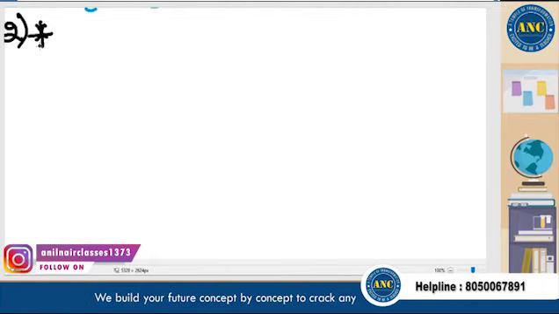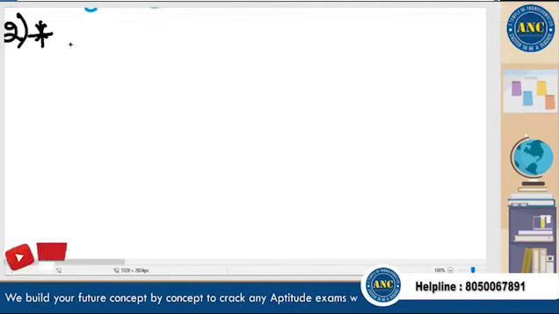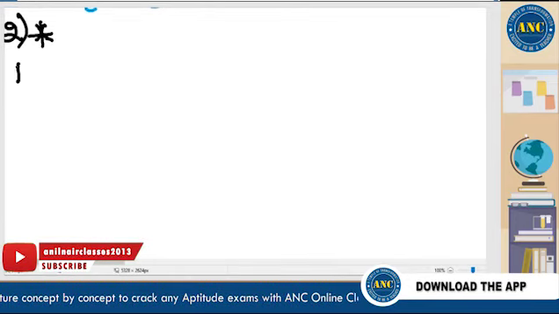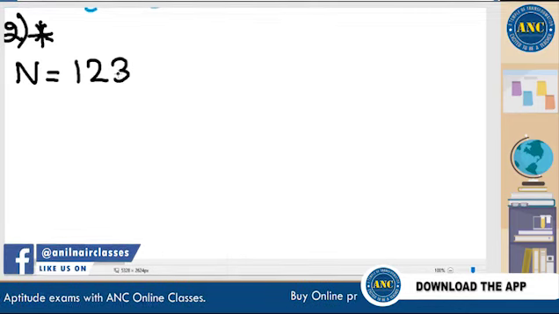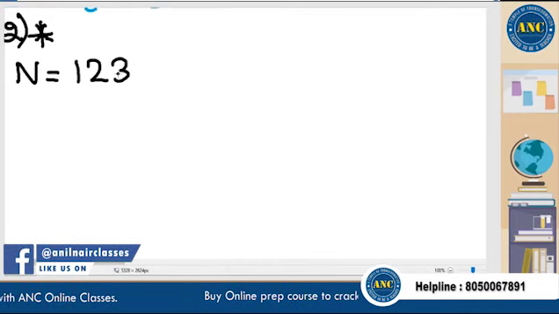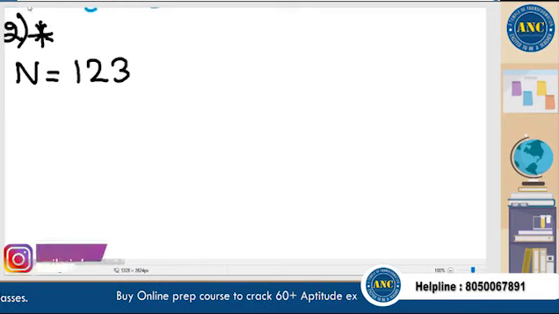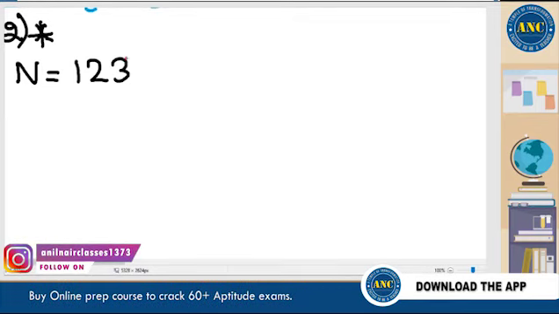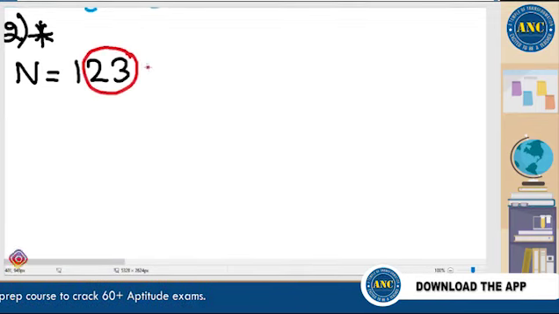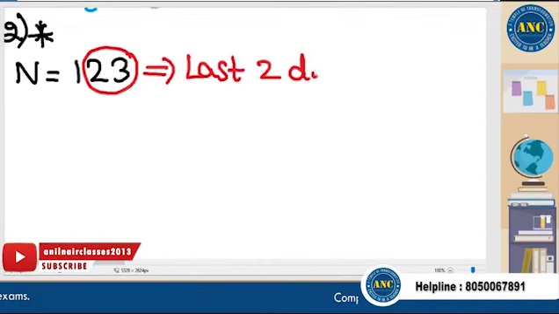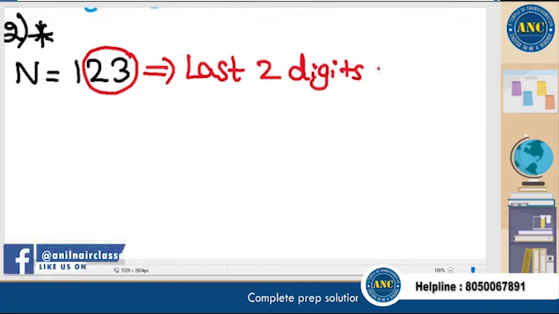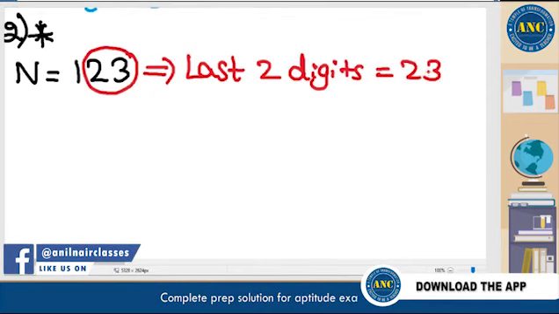Now see here, sir. Second key point. Suppose, for example, I take a number, 123. Take any random number, whatever you like. I am taking some random number, 123. Now, what are the last two digits of 123? It is 23, right? Last two digits is 23. Now, listen to this carefully, sir. Last two digits is 23.